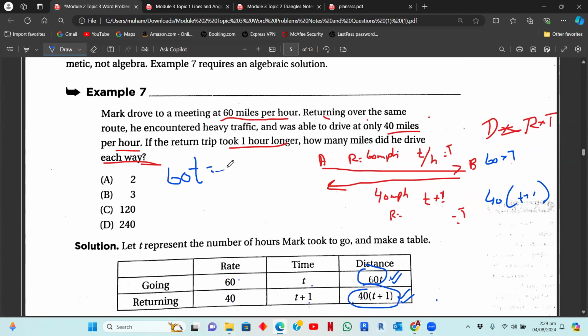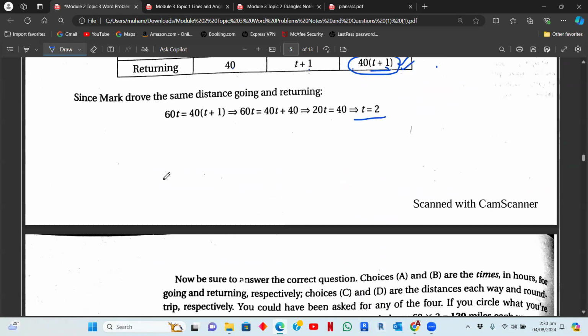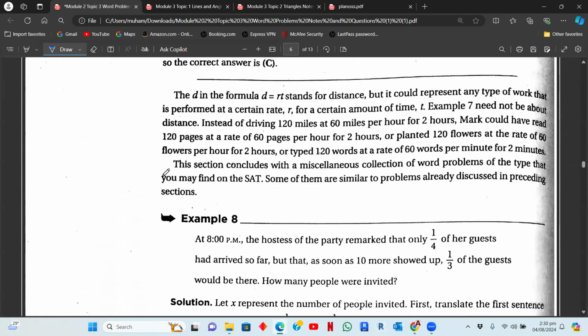60t equals 40 times t plus 1. Now if we start solving it, 60t equals 40t plus 40. This is solved below. Let's use this, so you get time as 2. Once we know the time, which is 2, we put this time instead of t here. 60 into 2 is 120. If we do it here too, this will be the answer. 40 times 3 is also 120. So he drove 120 miles. All clear, guys?